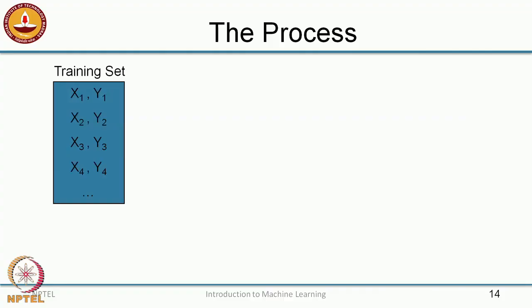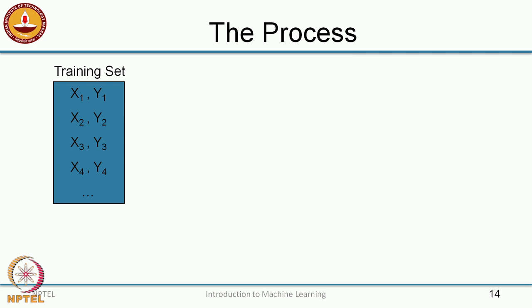So, I will make this more formal as we go on in the next set of modules. And so, here is one way of looking at the whole process. I am going to be giving you a set of data which we will call the training set. The training set will consist of, say, an input which we will call x and an output which we call y.